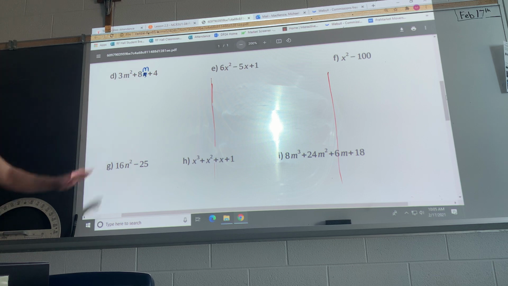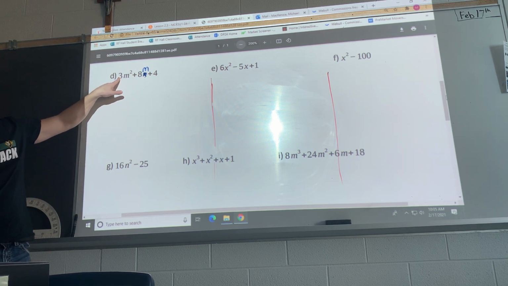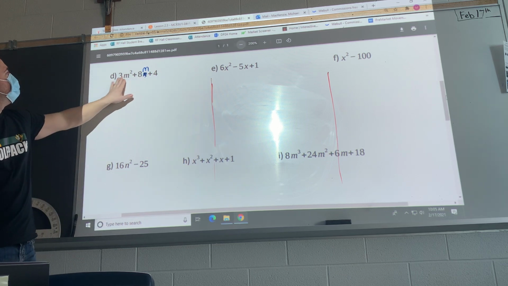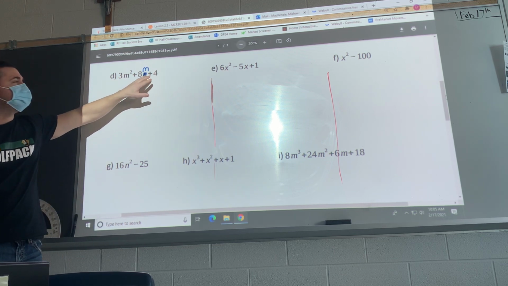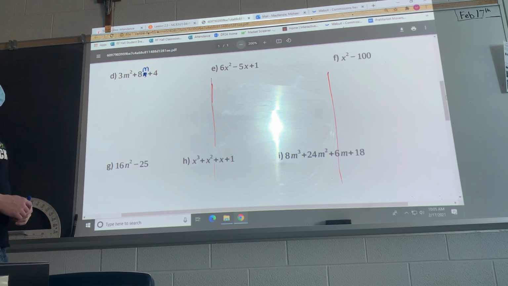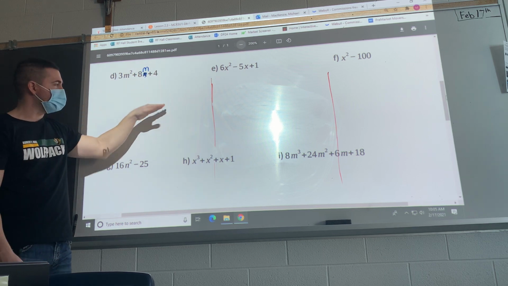So we're going to do the same thing. There isn't any common factor here. There's no number besides 1 that can go into 3, 8, and 4. This last one doesn't have an m, so we can't remove a letter as well. So what we're going to do is break down the first term again, and break down the third term.